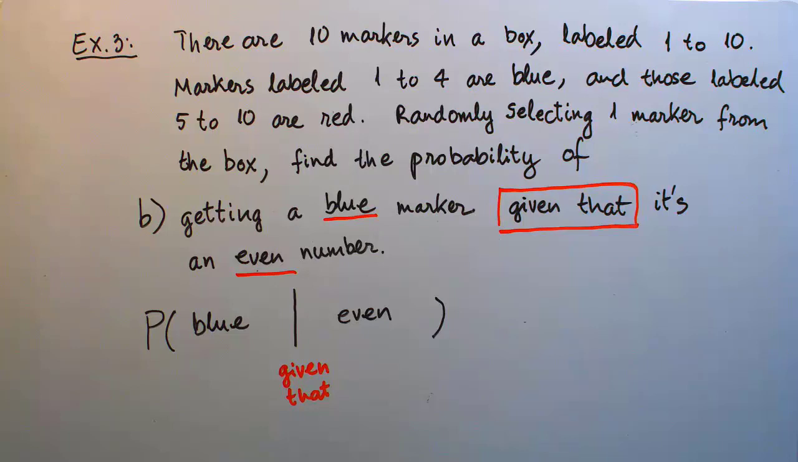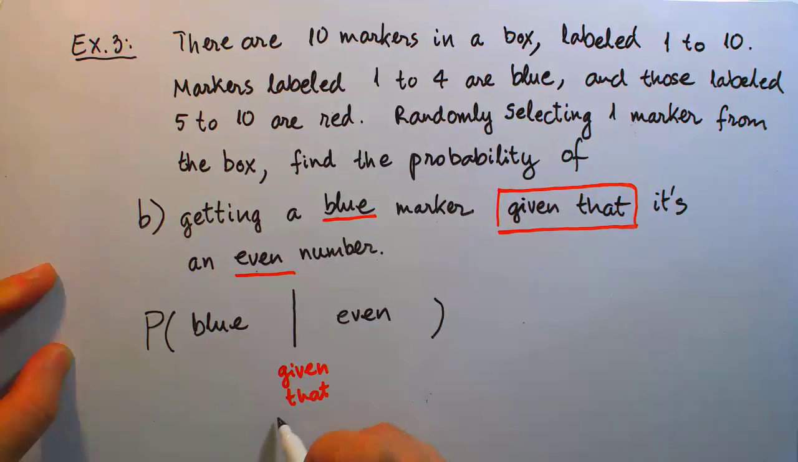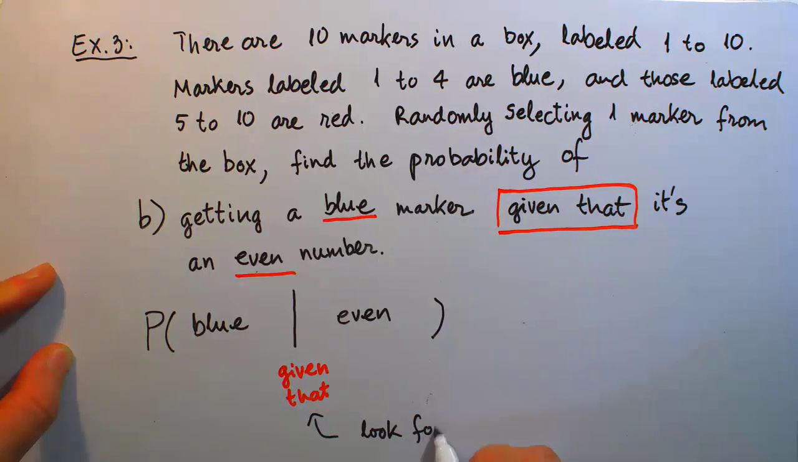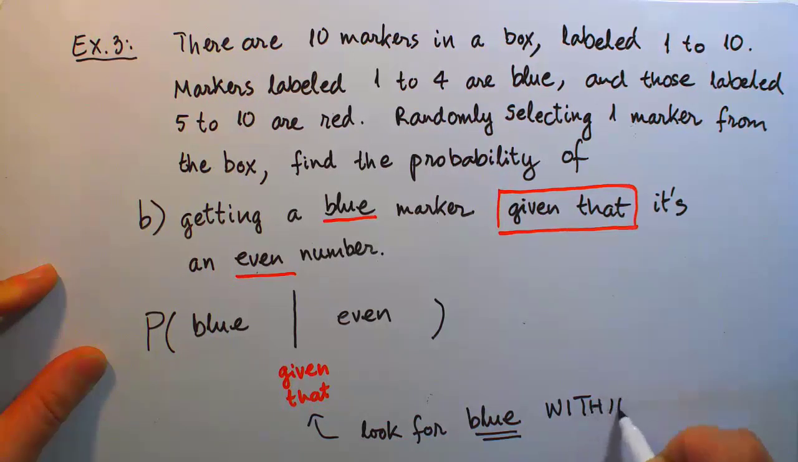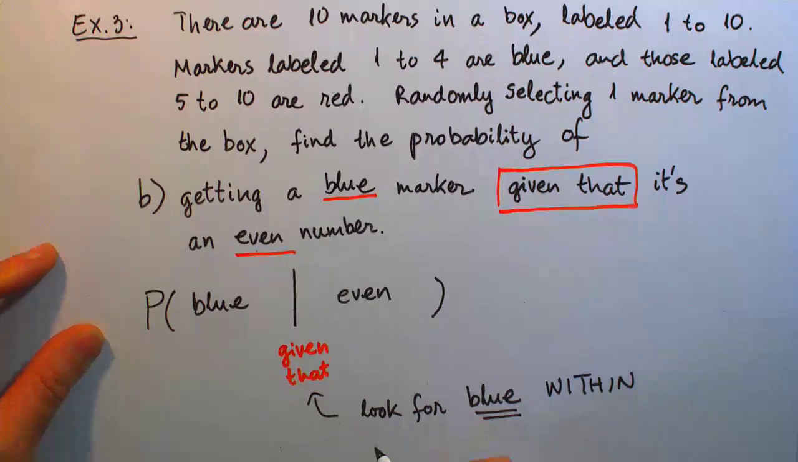So let's really try to understand what "given that" is indicating for us. The term "given that" in probability means the intention here is that truly we are looking for blue. That's our main purpose. But we're looking for blue not in the entire box. We're looking for blue within the even numbers.